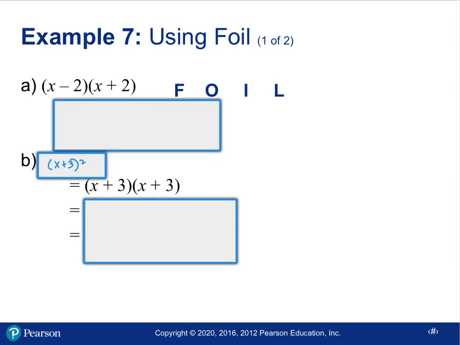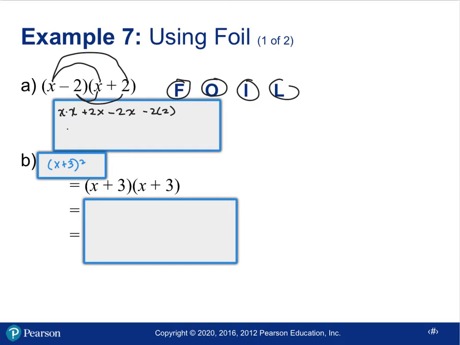So in these questions now, we're going to use the topic of FOIL. Remember, FOIL means first, outer, inner, last. We multiply the first two terms together, so we get x times x. We multiply the outer terms together, so we get a positive 2x. The inner terms together, we get a negative 2x. And the last, which is negative 2 times positive 2. So we clean this up: x squared plus 2x minus 2x minus 4. These two can combine, so you're left with x squared minus 4.